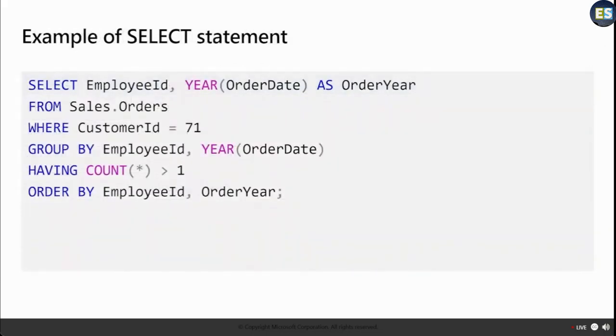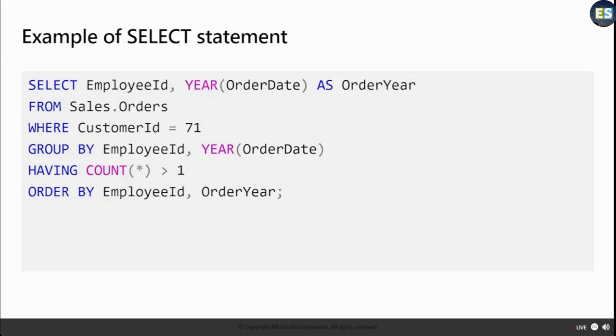Now, if we take a look at an example of a select statement, in basic English, this statement is essentially saying: find the employees who served customer 71 at least once and rank them by the employee number. Now in SQL, what I want to do is retrieve data from the orders table in the sales database, and this is specified by the from statement.